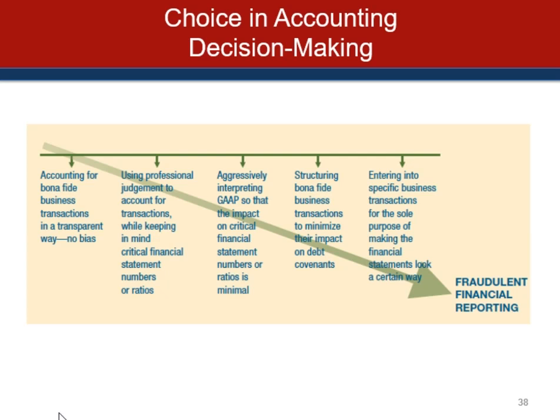If you structure your transactions to minimize their impact on debt covenants, well, if you actually change the timing of your transactions so that they make your contractual and regulatory requirements fit, that can be a problem and can actually constitute fraudulent transactions because you're doing things for other than business reasons.